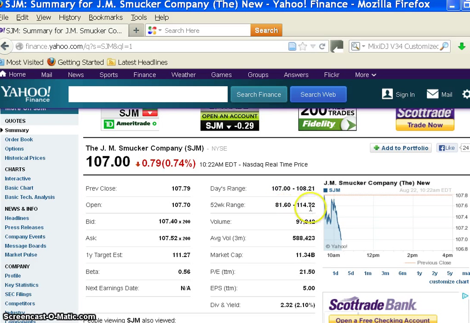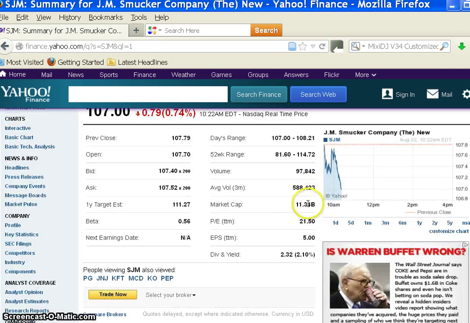for this particular stock. And going down further, the bid price is what a willing buyer is willing to pay for the stock, and the ask is what a willing seller is willing to take for the stock. So the spread is the difference that the market maker who facilitates the trade makes. We'll talk about beta in a later class, also the 1 year target estimated price.